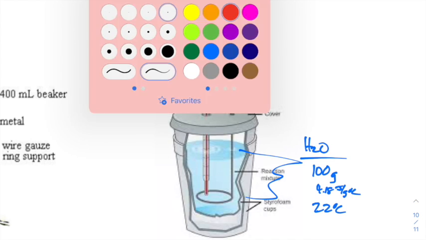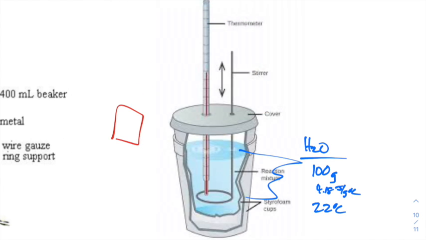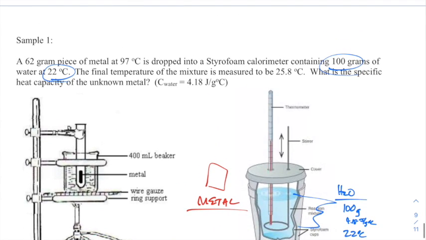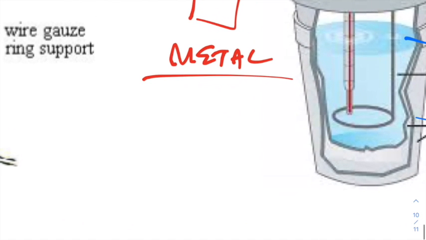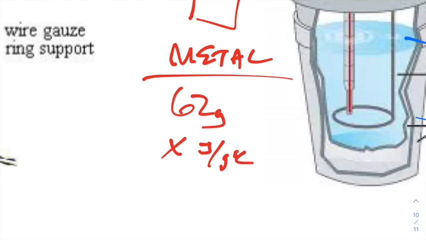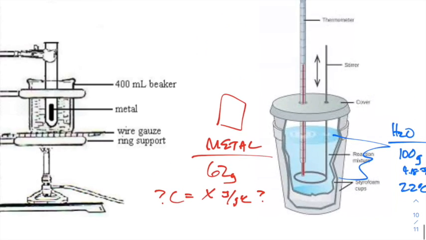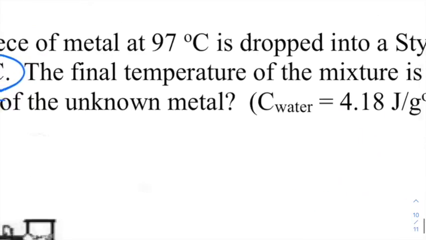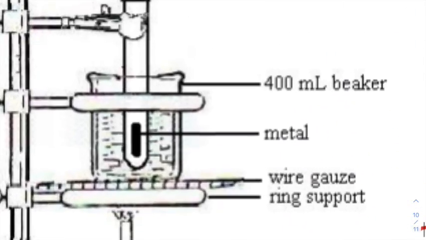Now, into that water, into that cup, I'm going to take a hot hunk of metal here. So here's my metal. And that metal, apparently, is 62 grams. It says so in the problem. And I don't know what the specific heat capacity of the metal is. That's X joules per gram degree Celsius. That's my C. That's what I'm trying to get. So I don't know that. But apparently, I started it at 97 degrees Celsius.